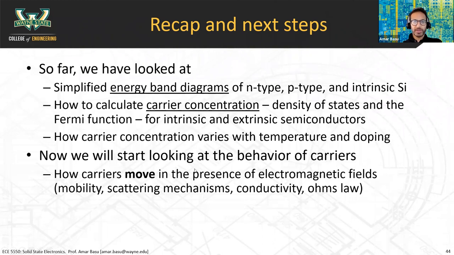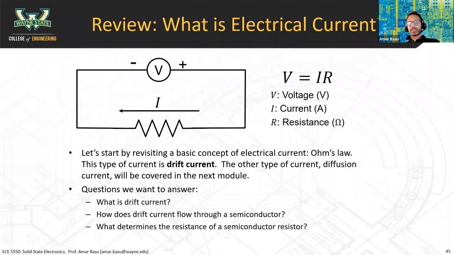The doping, of course, relates to the carrier concentration. np equals n_i squared will allow you to calculate the hole and electron concentration. We've talked about how carrier concentration varies with temperature and doping. So we're now going to talk about the behavior of carriers, how these holes and electrons move in the presence of electromagnetic fields.